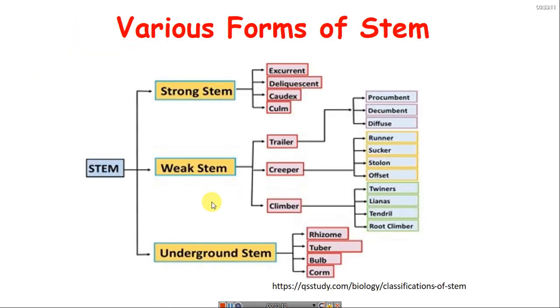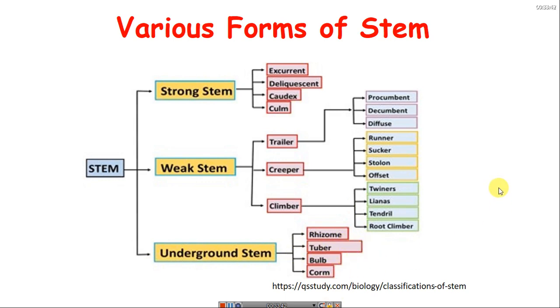Now you know what is a stem, what are their characteristic features, what are different types of stems: strong stem, weak stem, underground stems. Like strong stems are of excurrent, deliquescent, caudex and culm type. You know now what is the difference between a trailer and a creeper, what are the different kinds of climbers. Okay, they are root climber, tendril climber, lianas and twiners, right? Now underground stem also you have learned about rhizome, tuber, bulb and corm, right?